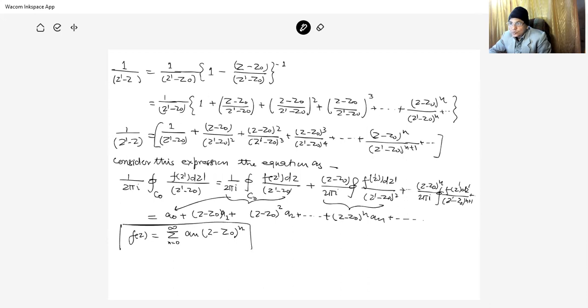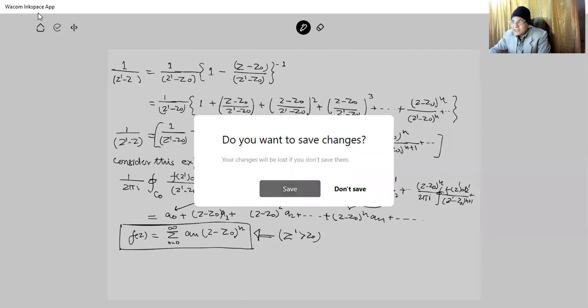In case 2, this was the case when z dash is greater than z0. Now the second case is automatically clear here: z dash is less than z0. So let us see the second case.